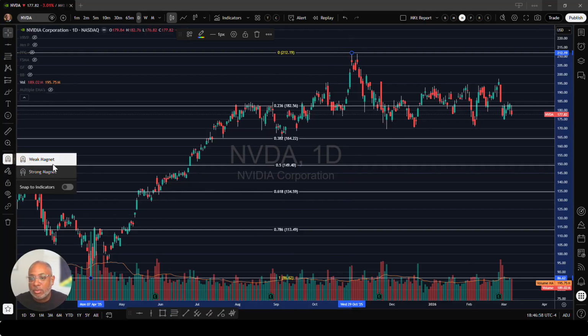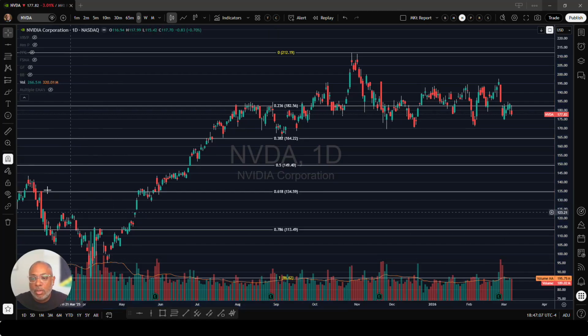You can do a weak magnet or a strong magnet. The weak magnet, I believe, connects you to the wicks. The strong magnet keeps you to the body. So I keep it on the weak magnet. I love connecting my wicks, because price did get to those levels. So I have to trust that price can get there again. And that's what we can do.